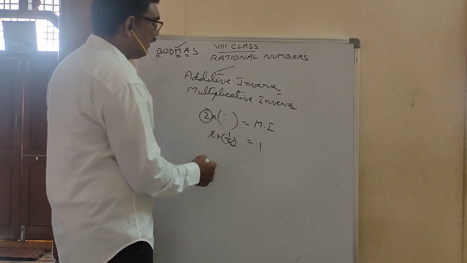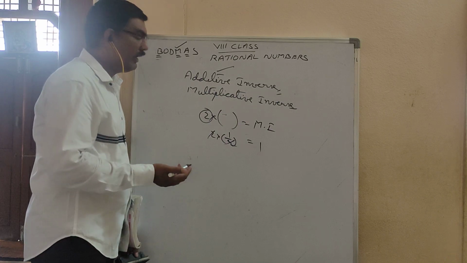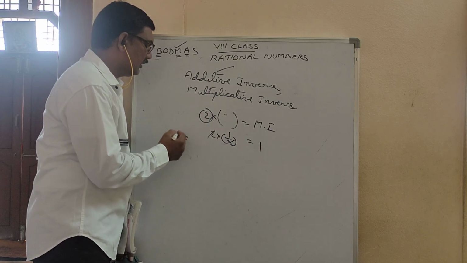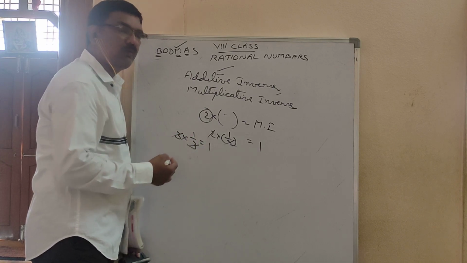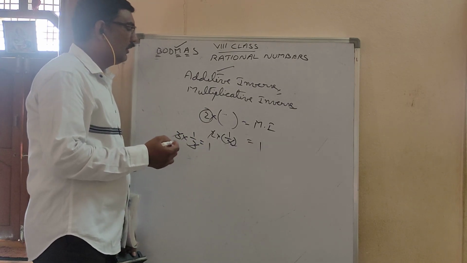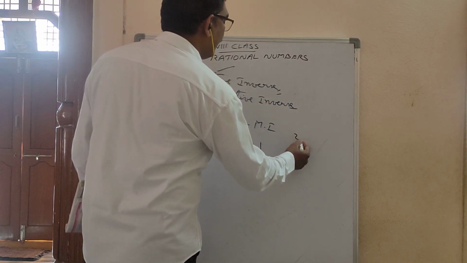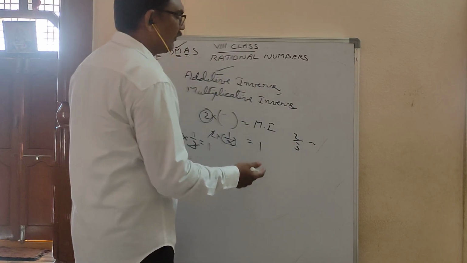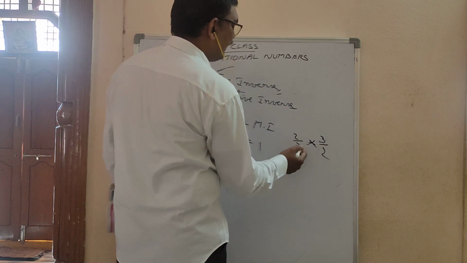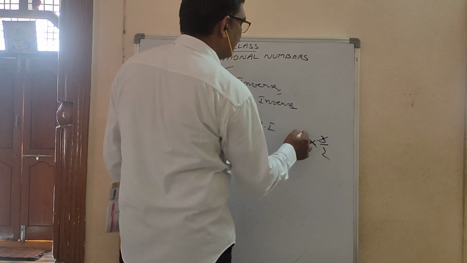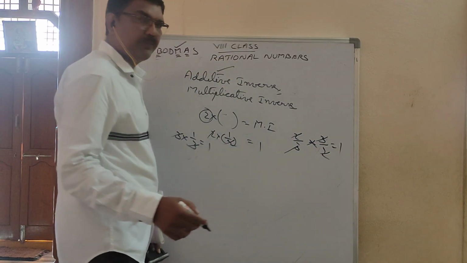2 and 2 will be cancelled or not? 2 halves is 1. 3 is there. The multiplicative inverse of 3 is 1 by 3. If you multiply, what are you getting? 1. So here, the multiplicative inverse: 2 by 3 is there. It is a fraction. Its multiplicative inverse, if anyone asks, you have to reverse this one. 2 by 3, 3 by 2. 3 cancelled, 2 cancelled. 1 you are getting.